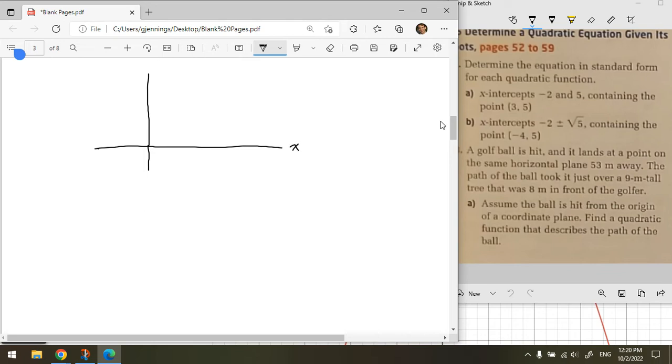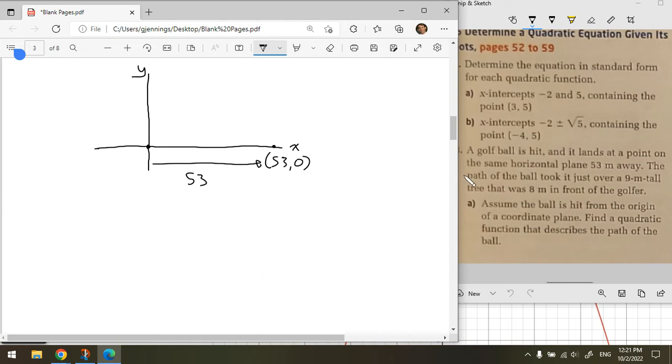But now you're going to start to, because you're going to have this in terms of x and y. X is horizontal distance, y is vertical distance. Let's say the golf ball is hit at 0, 0. And it lands on the point on the same horizontal plane 53 away. So that's the point 53, 0. Notice that that's 53 away from the origin.